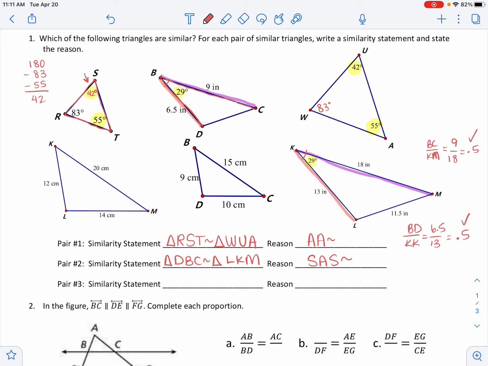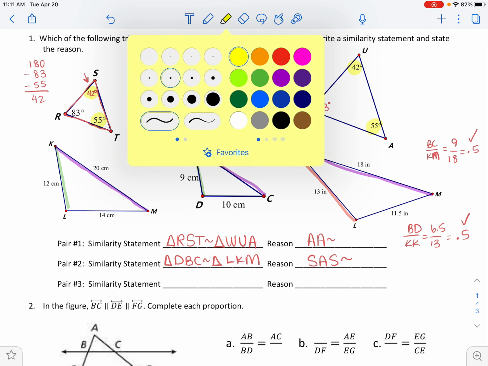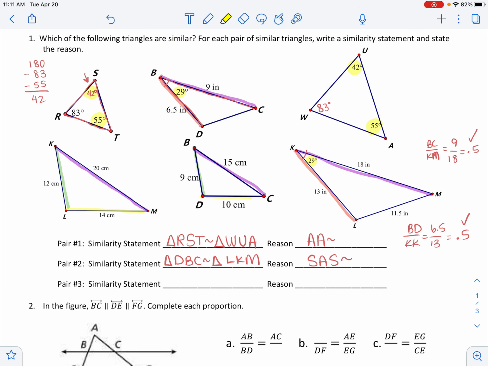So I'm going to match up the sides. I'm going to start with the longest side. So 20 has to go with the side that is 15. 12, which is the smallest, has to go with the side 9. And 14 would have to go with 10. And I'm going to test them.